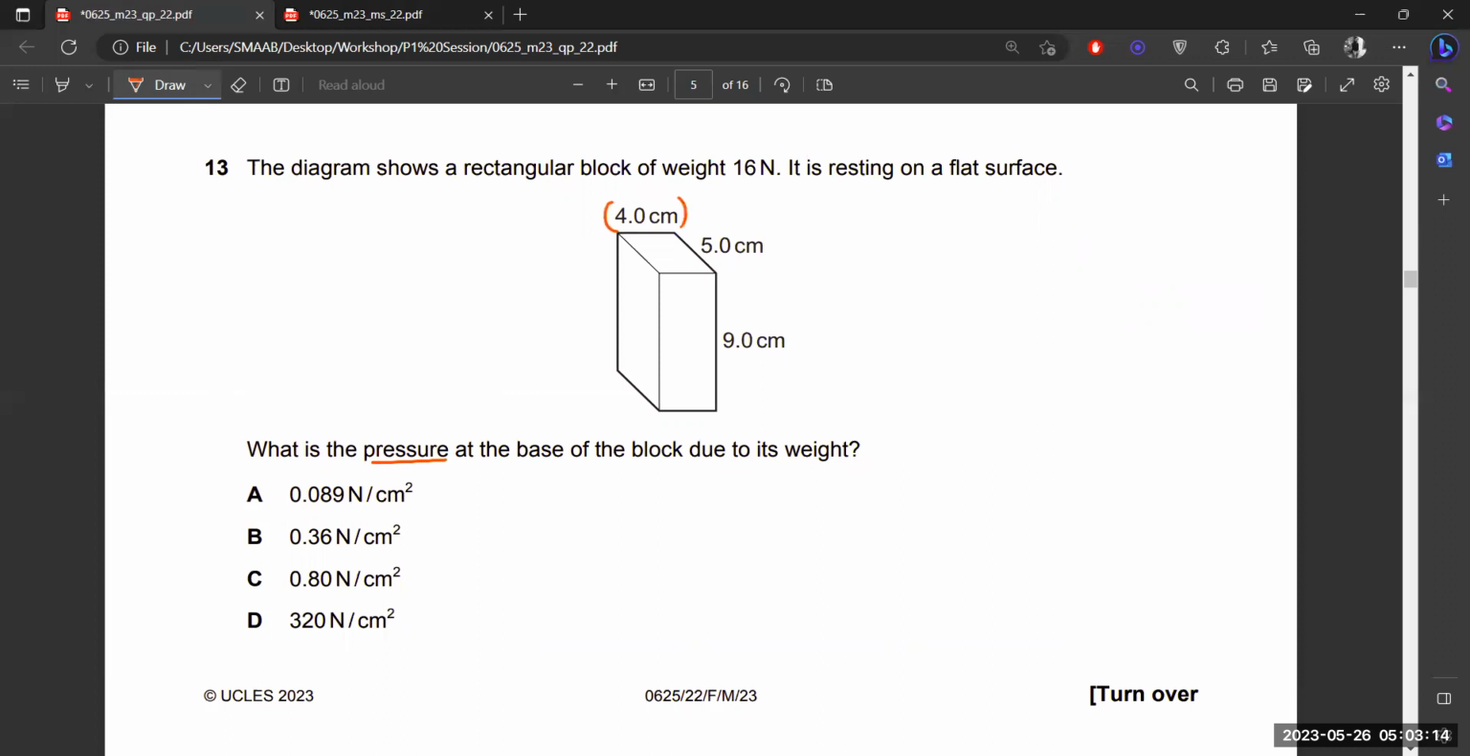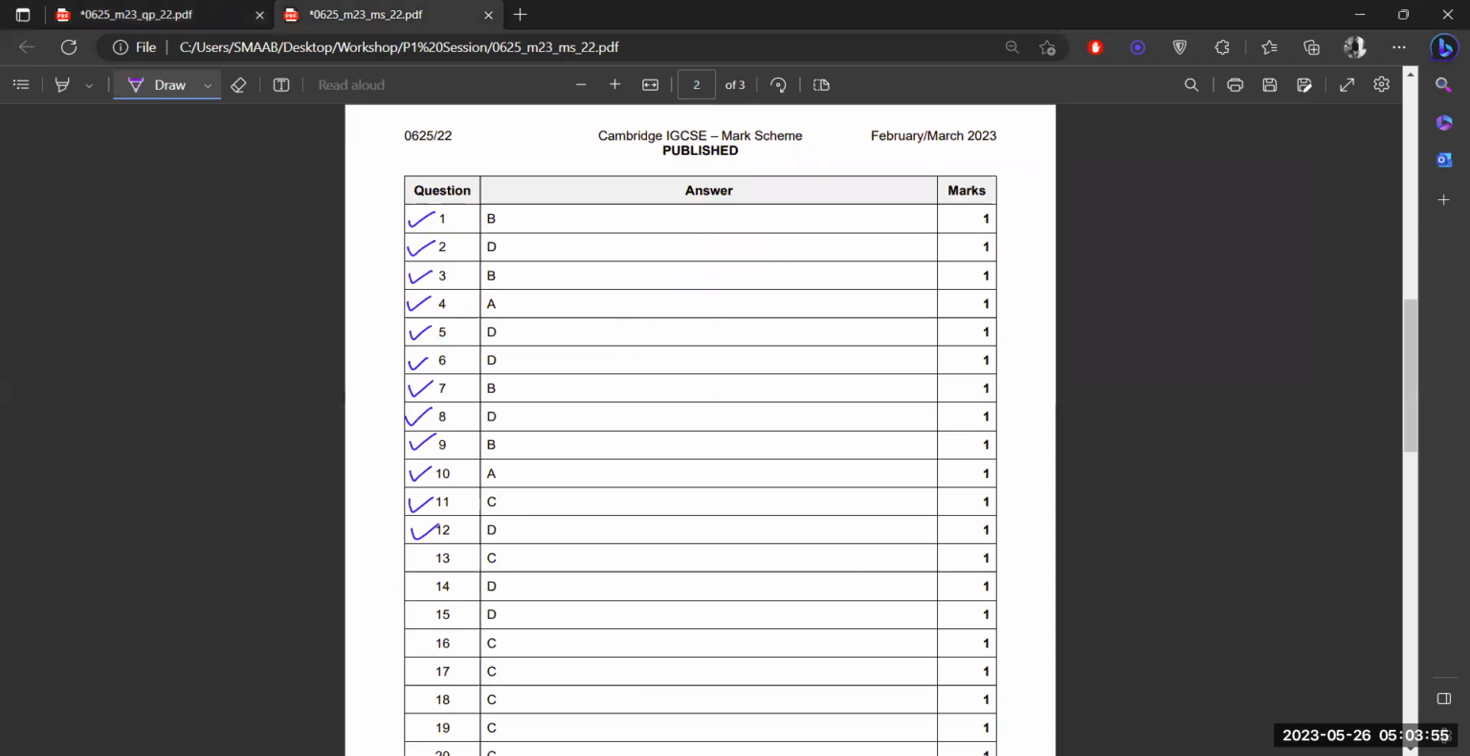So we need to select these two parameters as area because weight is mentioned. The formula for pressure is force per unit area. So force is 16 and area will be equal to 4 multiplied by 5. Don't get confused by height, because we use the concept of height in pressure in liquid, rho gh. So 16 divided by 20, we will get 0.80. That is option C. You may check the calculation on your side also. Yes, 13 is C.